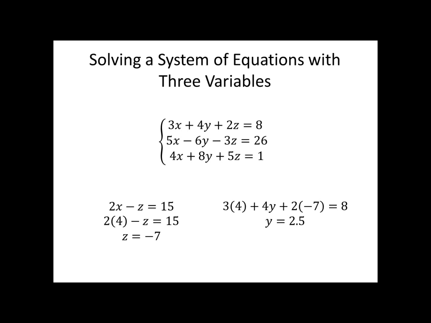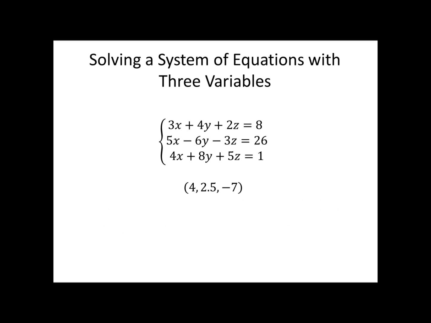So now I go back to one of my original equations. I plug in 4 for x, I plug in negative 7 for z, and I solve for y. So my y in this case comes from my top equation. It shouldn't matter which equation I use, just choose the one that you think is going to be the easiest to solve for. And I get y equals 2.5. So my x is 4, my z is negative 7, my y is 2.5. I need to put it in ordered triple form, x, y, and then z. So that's my solution for this system of equations with 3 variables. Let's get rid of that.